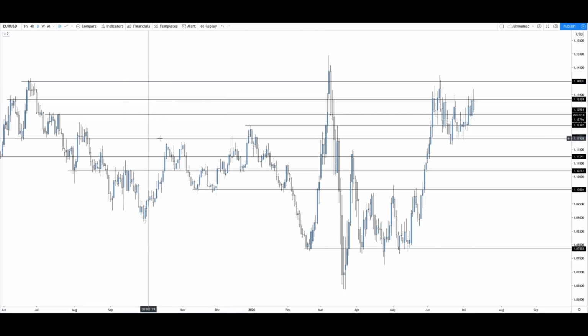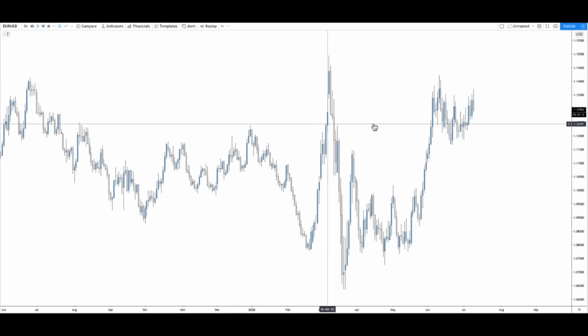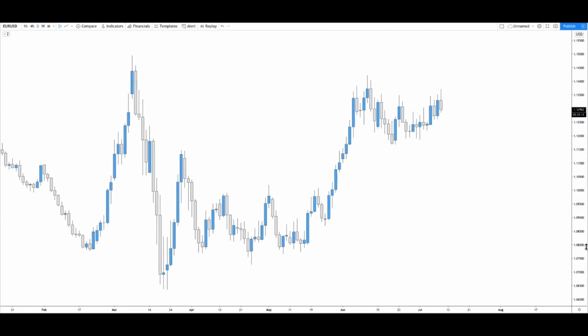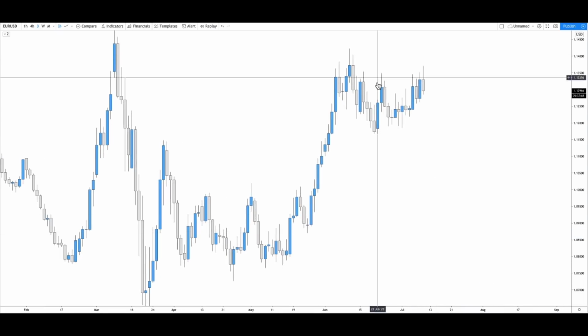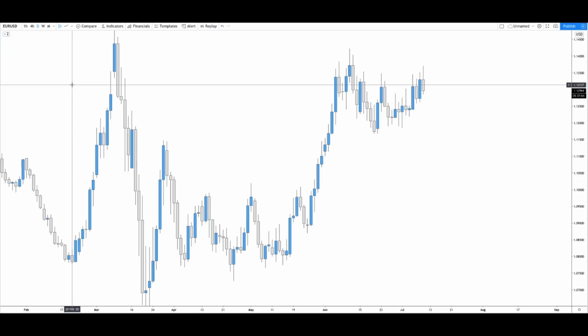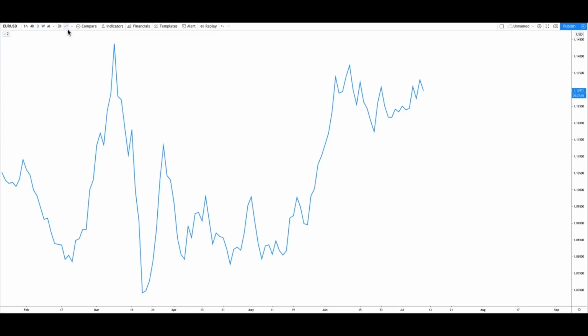So instead of looking at past price action, I want you guys to focus in on what price is telling you right now, so the current price structure. And as you guys already know, when I look for market structure, I like to go on the line chart. And that's exactly what I do when I'm looking for key levels of support and resistance.